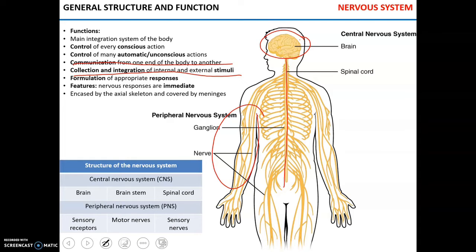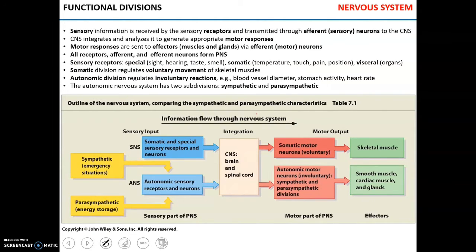The central nervous system is protected by the vertebral column for the spinal cord, and the cranial cavity and skull for the brain. So essentially a huge chunk of the axial skeleton protects the central nervous system. Now, the main function of the central nervous system is to collect and integrate various stimuli, you can see the stimuli here, and formulate appropriate responses.